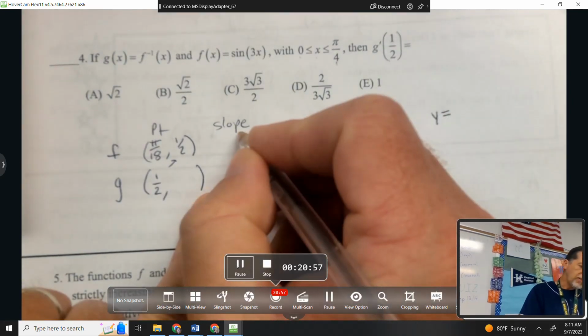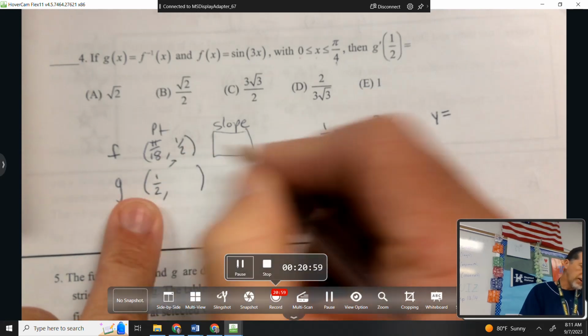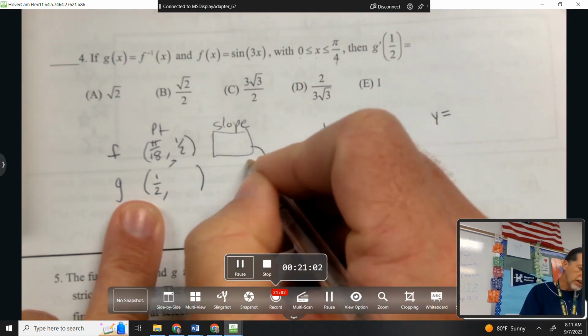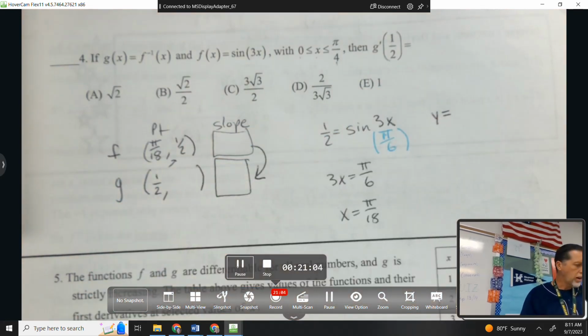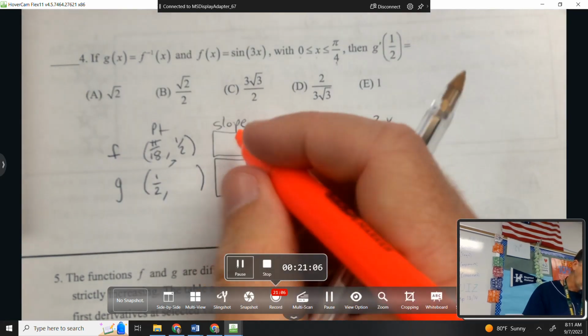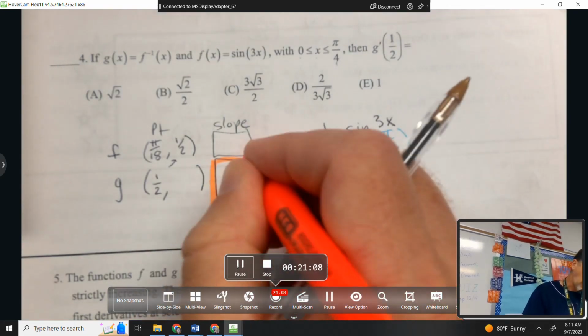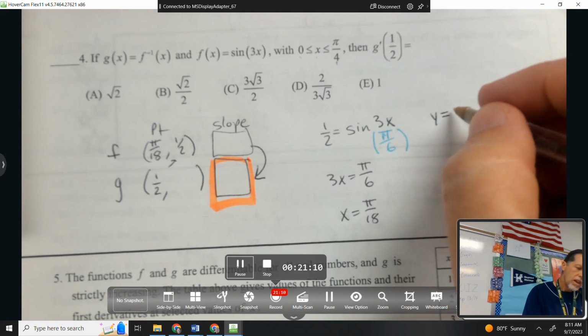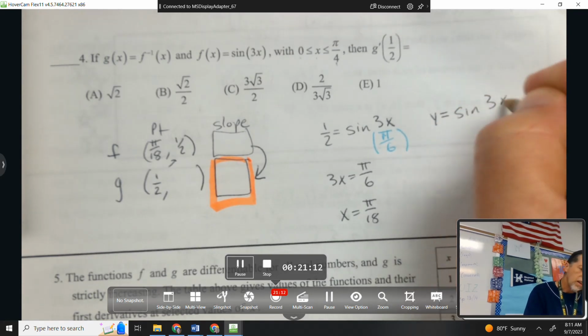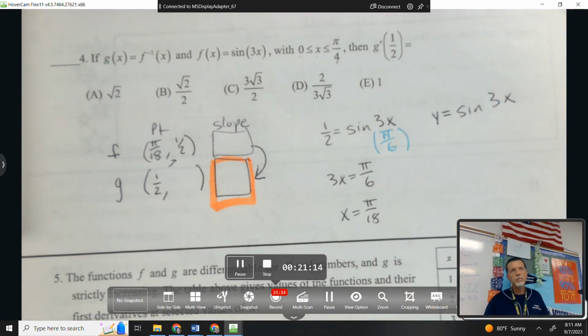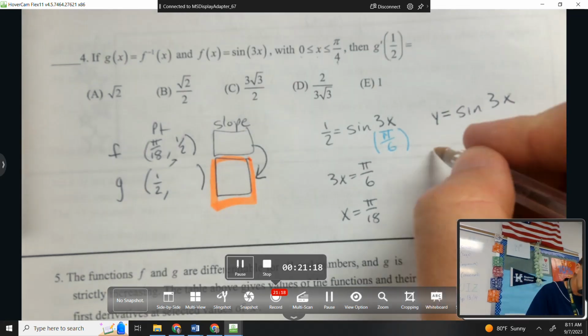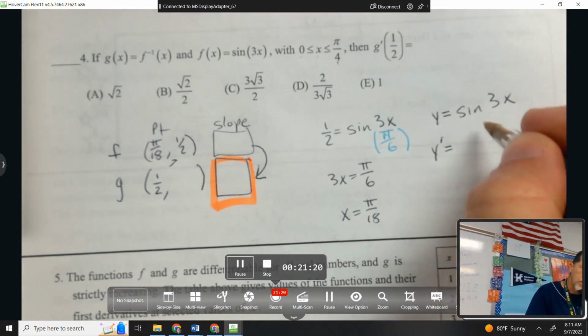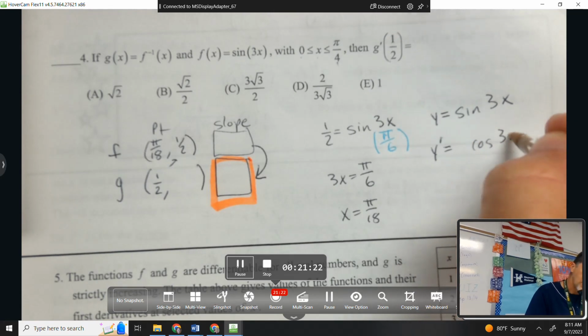Okay, so if I can find the slope at pi over 18, then I'll just flip it over to get what I'm really looking for. Here's the answer I want, is this thing. So let's find the derivative, plug in pi over 18, and then flip it over. So y prime, derivative of sine is cosine, chain rule is 3.